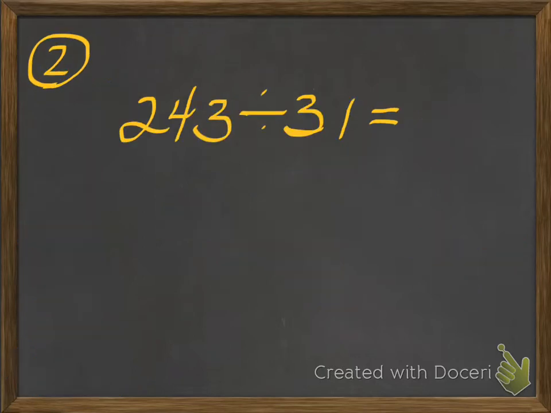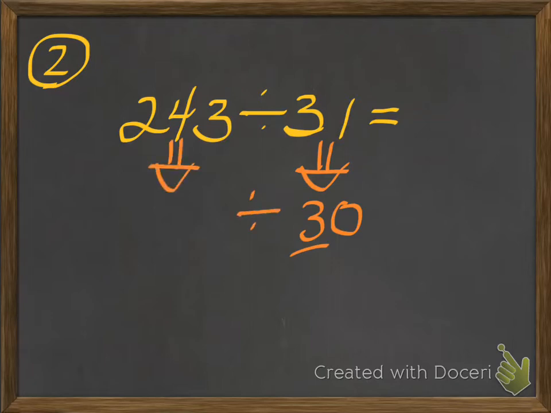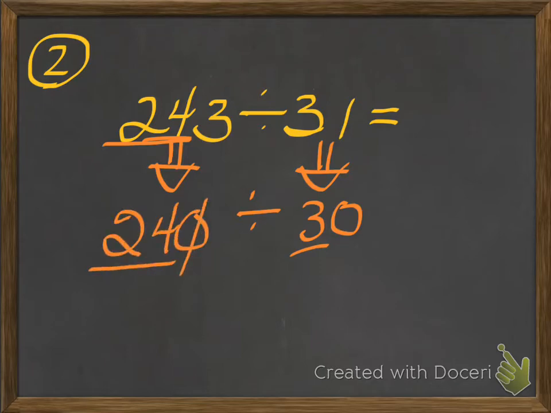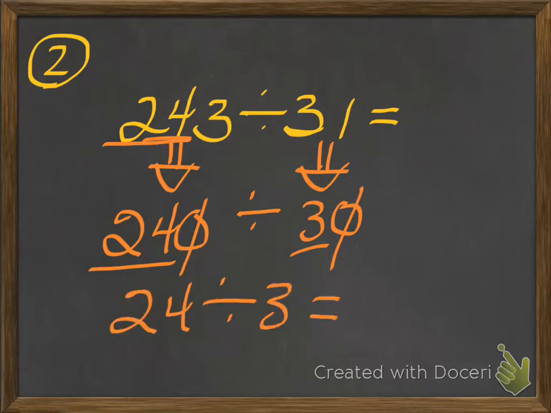243 divided by 31. I'm going to start with the divisor and turn that into a compatible number. It begins with 3, so I'm going to be doing multiples of 3. 243, look at those first two digits, 24. Is 24 a multiple of 3? Yes, it is. So I'm going to change this to 240. Then I can take off those zeros, and I'm left with 24 divided by 3, which equals 8. So probably my answer is going to be 8 or really, really close to 8.